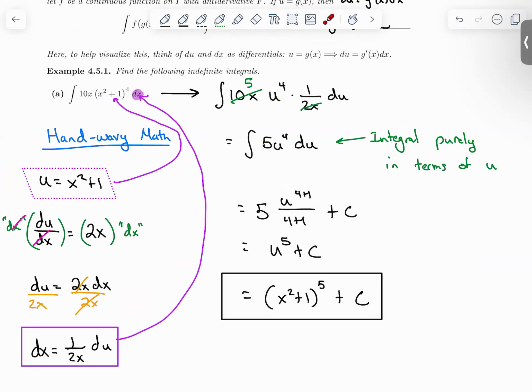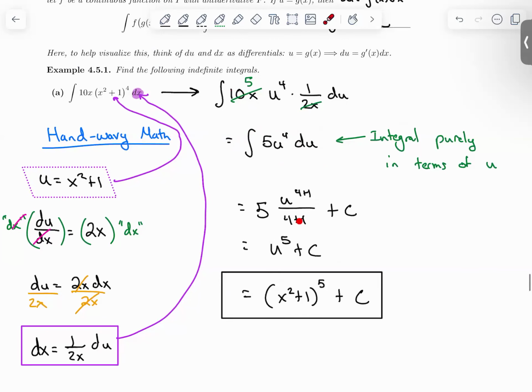And as luck would have it, and this should almost always happen for you, when you do this, all of the x terms, or all of your original variables, should go away, and you're left with the integral purely in terms of your new variable, u. And so when you do that, you can take this integral really quickly by the power rule. That's 5 times u to the 5th over 5, or just u to the 5th once things cancel. But our original integral was purely in terms of x, so we're going to rewrite it in terms of x.